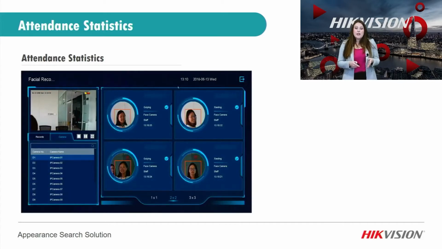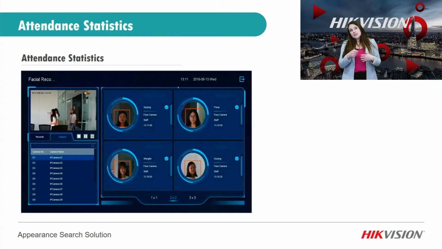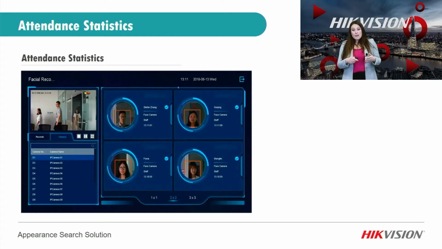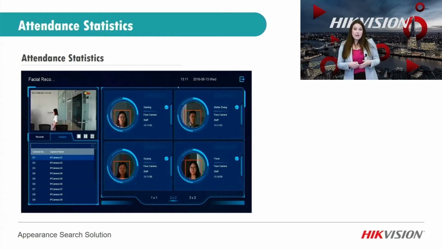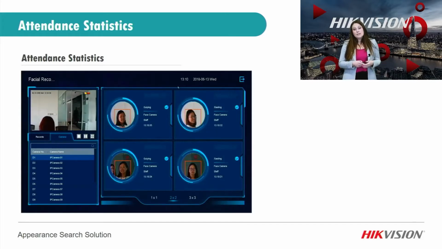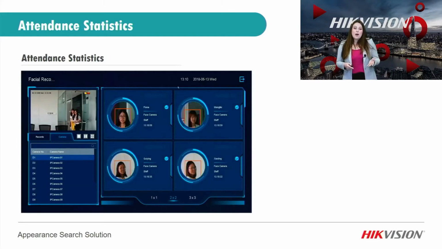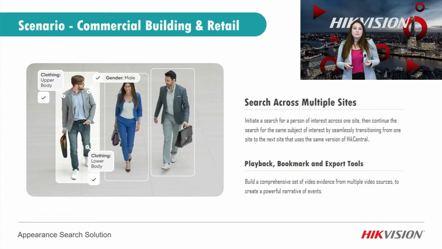Another function of appearance search is for attendance statistics. So this would work really well in an office. You'd utilise the face library and you'd be able to confirm attendance within an office setting and give a real-time people count in any given area. And this can also form an office roll call too.